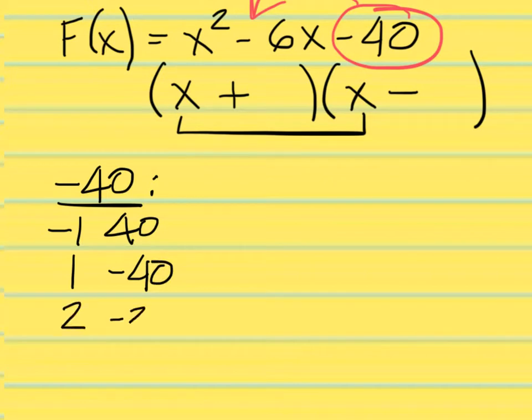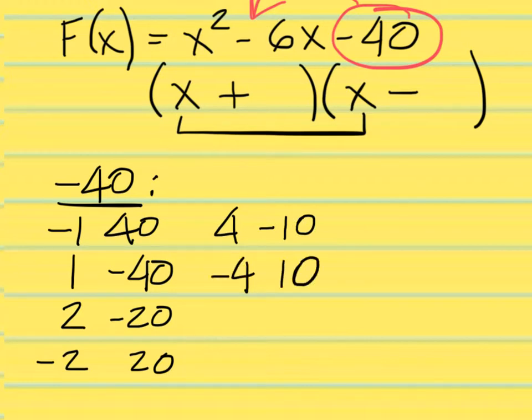2, -20, -2, 20. 3 does not go into 40. 4 does. 4 times a -10 and -4 times 10. 5 goes into 40. 5 times -8, -5 times 8. 6 does not go in. 7 does not. 8 does, but we've already taken care of that, so we're right back to where we started.